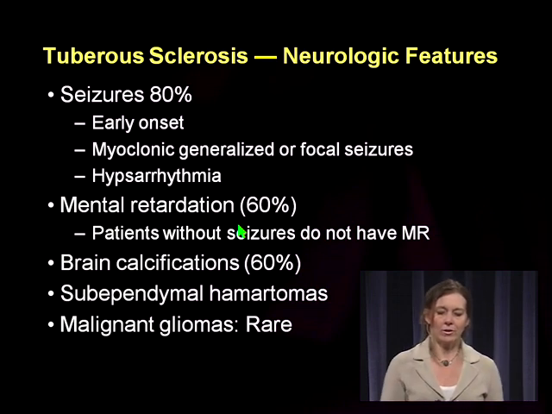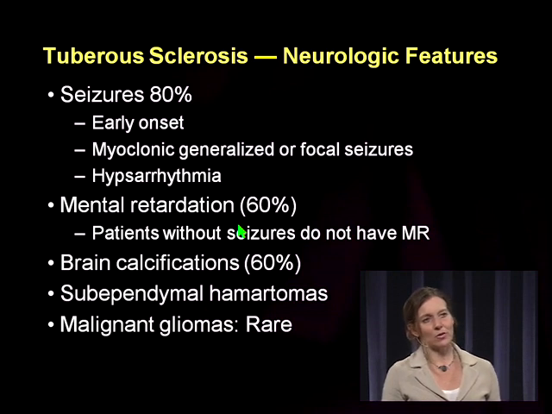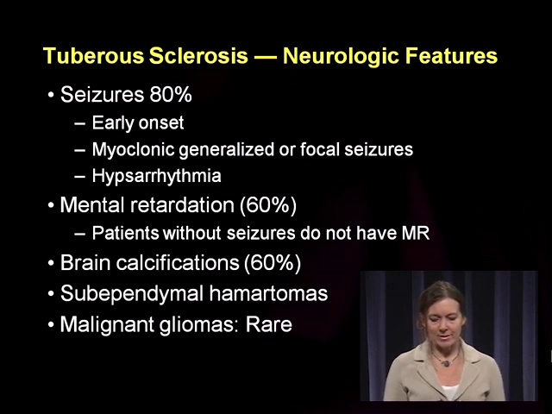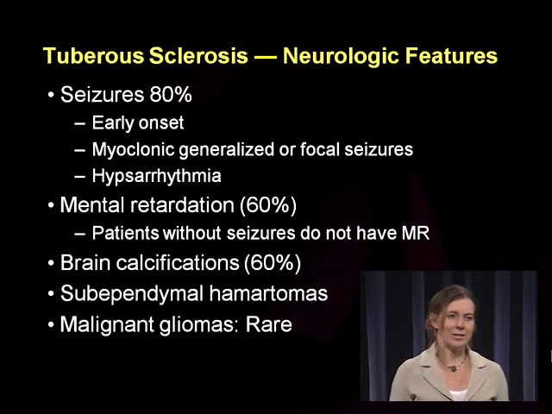We know that neurologic features are an important part of this condition. As I mentioned, seizures are very unusual in NF, but about 80% of patients with tuberous sclerosis do have seizures. These tend to be very early in their onset. They can be myoclonic, generalized, or focal seizures. They can have hypsarrhythmia. Pretty high rate of mental retardation, much higher than with NF, about 60%, and this seems to correlate quite well with the severity of the seizures, so that patients that don't have seizures usually do not have mental retardation.